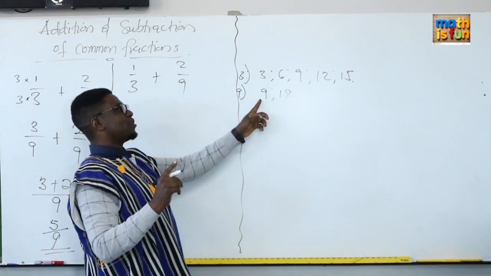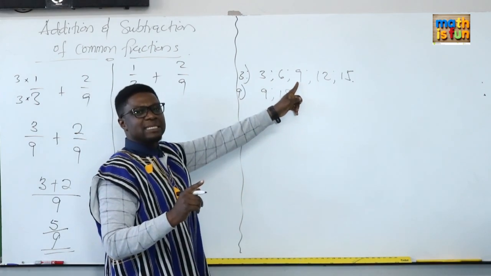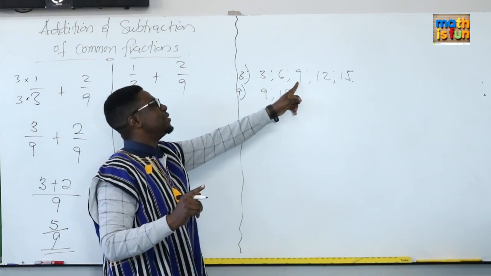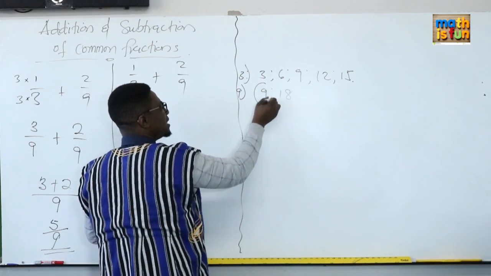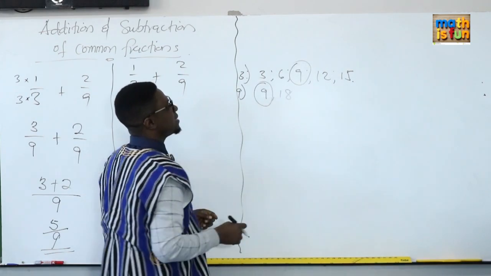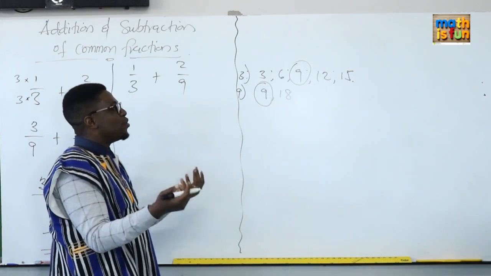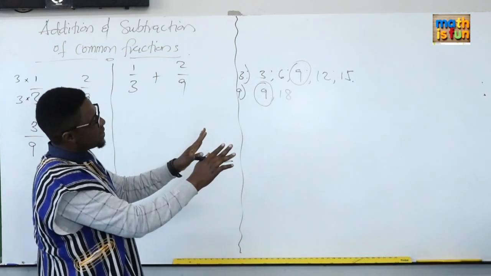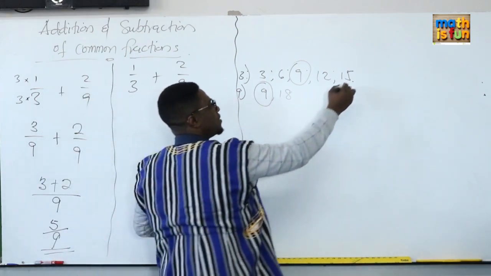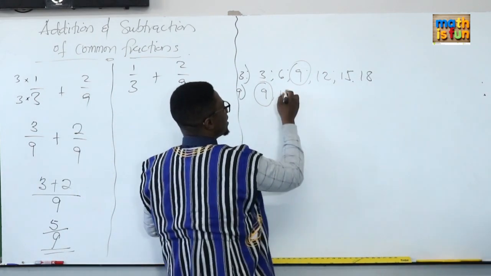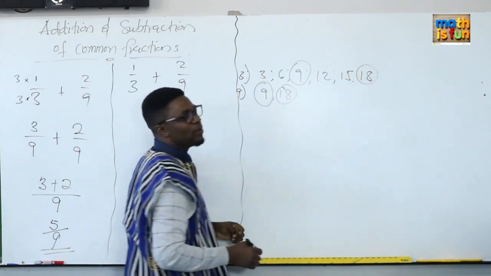But as soon as I wrote the 9, something clicked that this number was written in the multiples of 3. So I circle this, I circle that. Those are the common multiples that I see for now. If you like, you can just add 18 here so that you get 18 also.